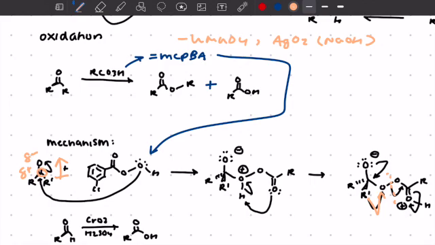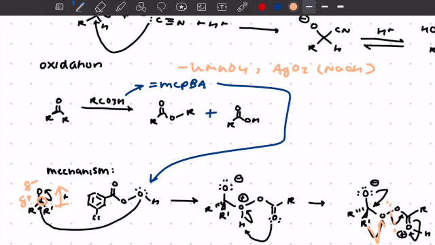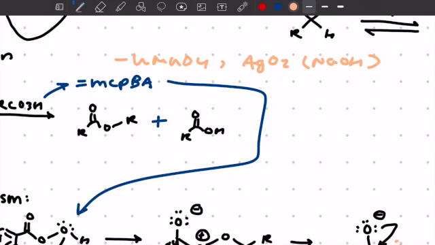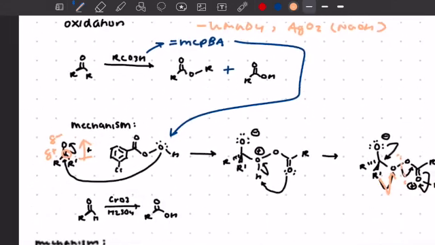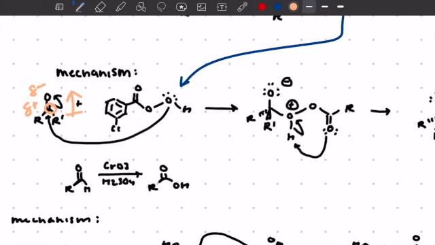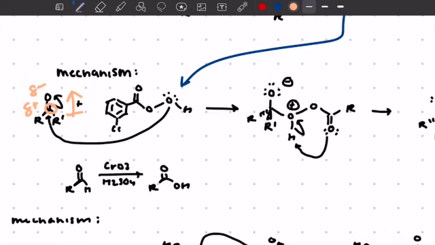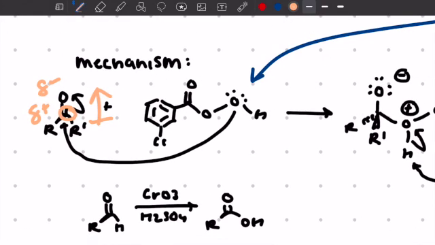So in this short example right here, we're using a peroxy acid, as MCPBA is known as a peroxy acid. Other reagents that you could be using are KMnO4 or Ag2O in NaOH solution. So in this mechanism, you can see that the oxygen is going to be, again, more electron dense, leaving that carbon electron-poor. So it's going to allow this oxygen, which is more electron dense, to attack that carbon.